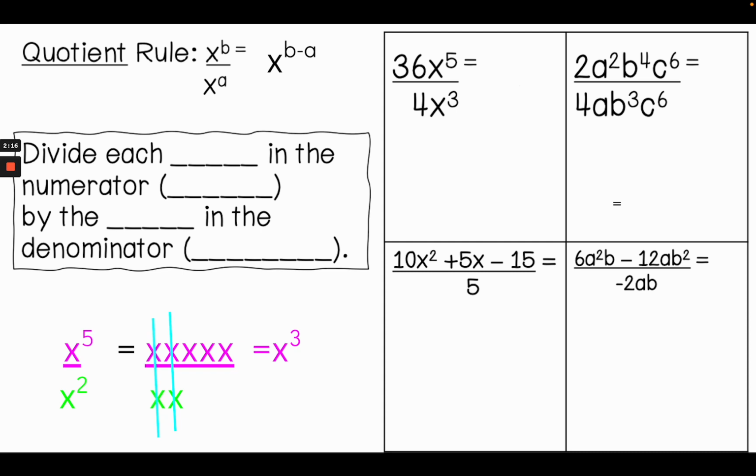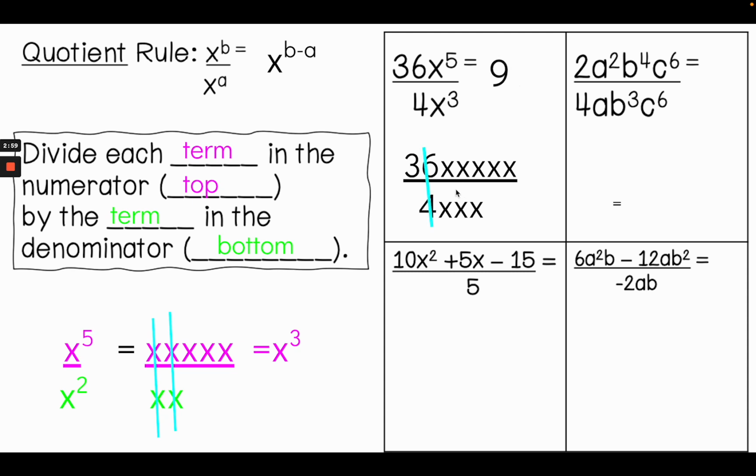Okay, so with the quotient rule, we are going to divide each term in the numerator, so that's the top, by the term in the denominator, or the bottom. So again, we're taking top divided by bottom. I'm going to take this first one and expand it. I'm going to say 36 times x times x times x times x times x divided by 4 times x times x times x. Now, just like multiplication, we're always going to work with numbers first. So we're first going to say 36 divided by 4, and that's equal to 9.